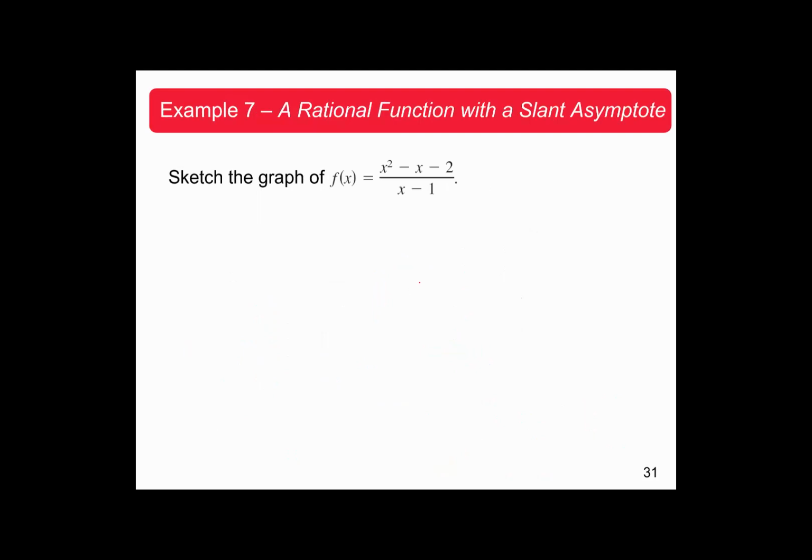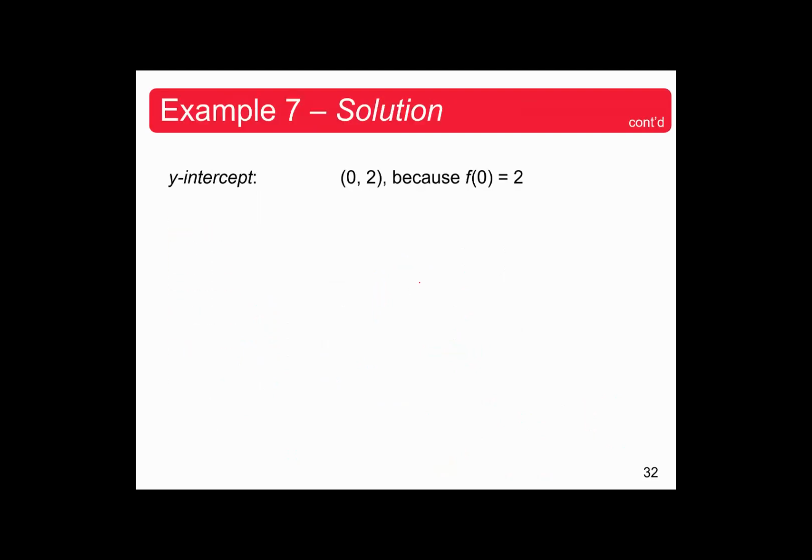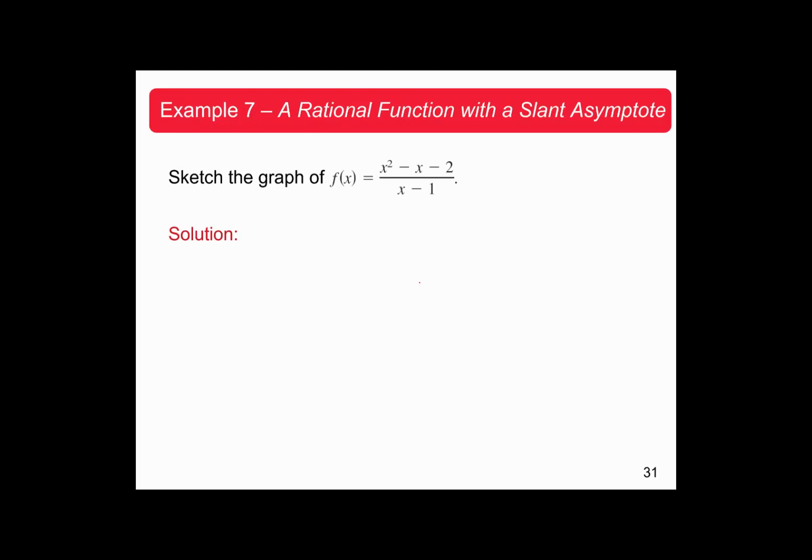Now, when you sketch the graph here, similarly, you're going to find all these details. You go through the procedure. Step 1, find the y-intercept. You set x equal to 0 and find the y value. f of x, y equals 0 squared minus 0 minus 2 over 0 minus 1. So it's negative 2 over negative 1, which turns out to be positive 2. So the y-intercept is (0, 2).